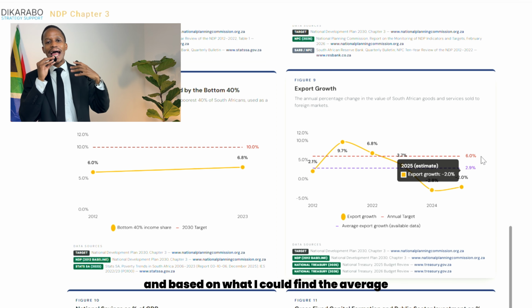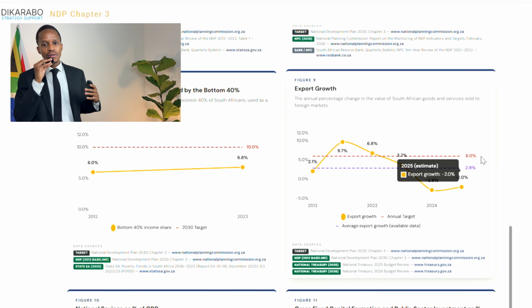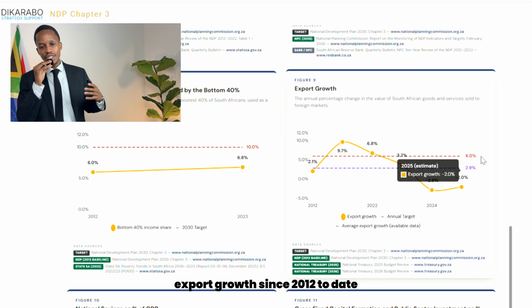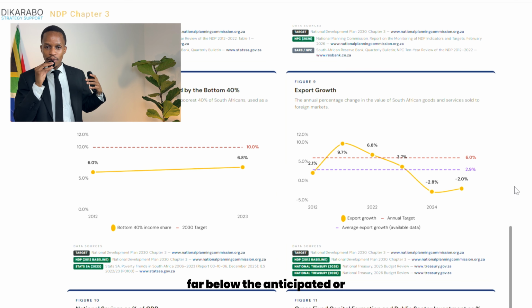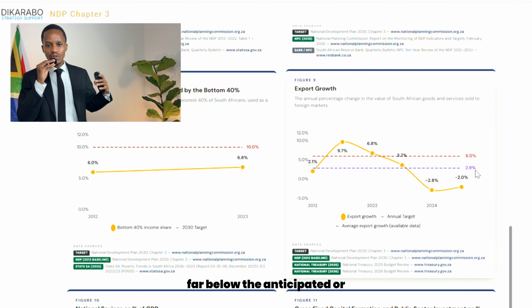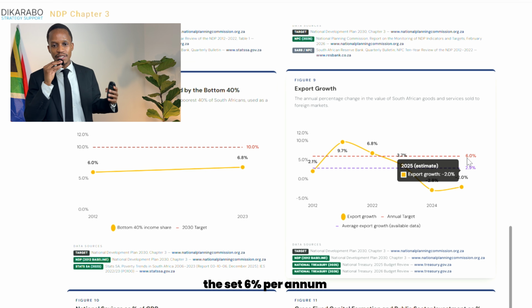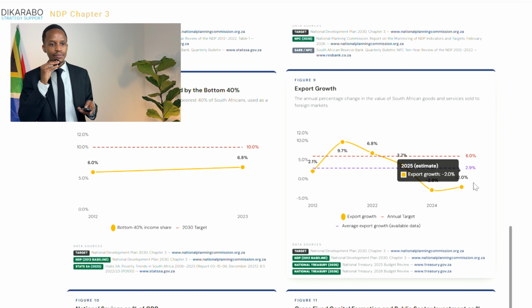And based on what I could find, the average export growth since 2012 to date, from the data that I could find, is sitting at 2.9% per annum, far below the anticipated or the set 6% per annum target that we had for our country.